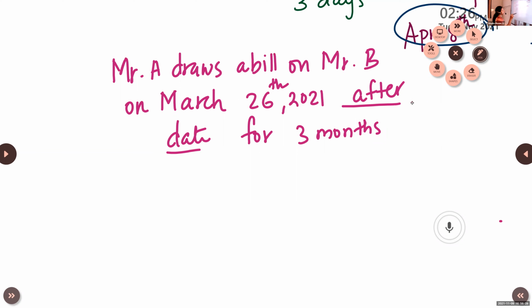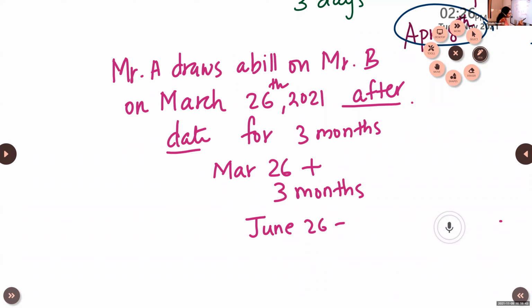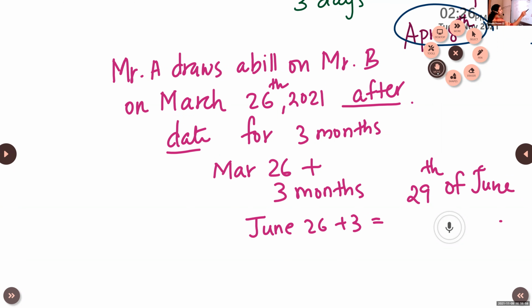So we'll take the date of bill itself, that is March 26 plus 3 months. Then it becomes June 26, plus 3 days grace, that will give you 29th of June. Okay? Anish, clear now? Yes, ma'am. Okay, good. So moving to the next one. Okay, one more.